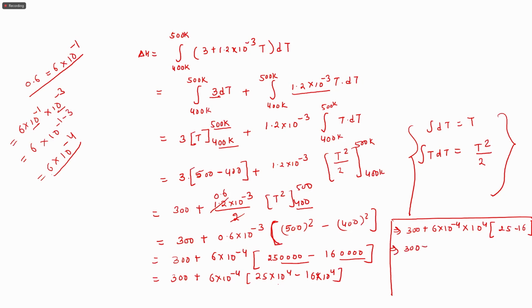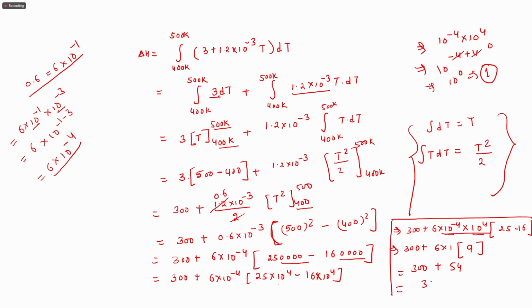Now 300 plus, if base is same, then what we do? We add the power, 10 to the power minus 4 into 10 to the power 4. So if base is same, then we add it. So 10 to the power minus 4 plus 4 is 0, and something to the power 0 is 1. So we will write it as 1. So 6 into 1 into 25 minus 16 is 9. So it will become 9 6s are 54. So it will become 354.